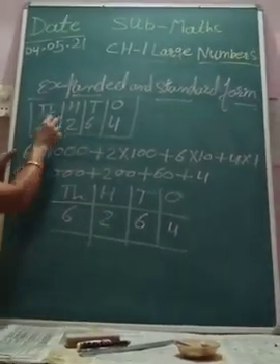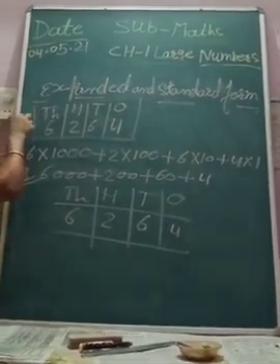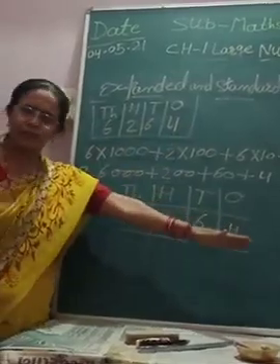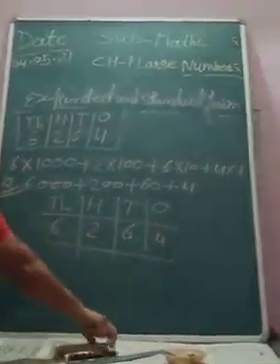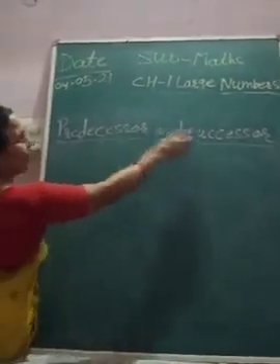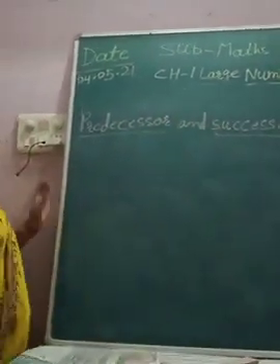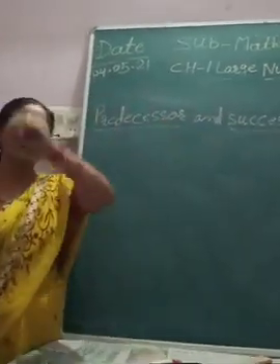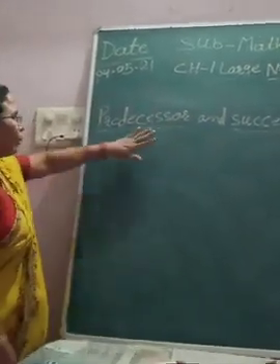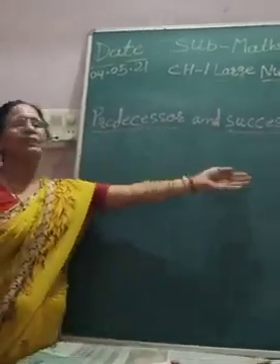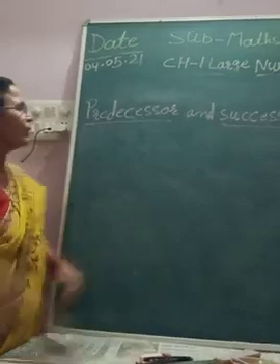In this way, if the number has lakh, 10 lakh, crore, you can expand it in the same way. Clear? Okay. After that, next, students, you have predecessor and successor. We have solved so many questions. This predecessor and successor is very simple. Predecessor means you have to go back one digit, and successor means you have to go ahead.